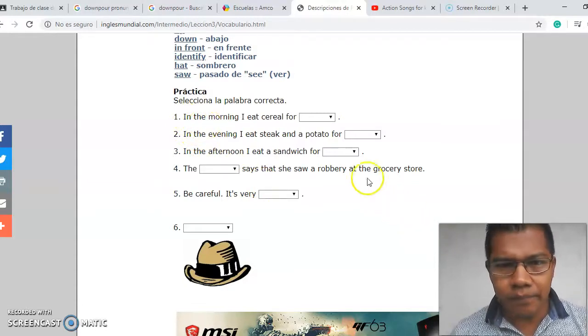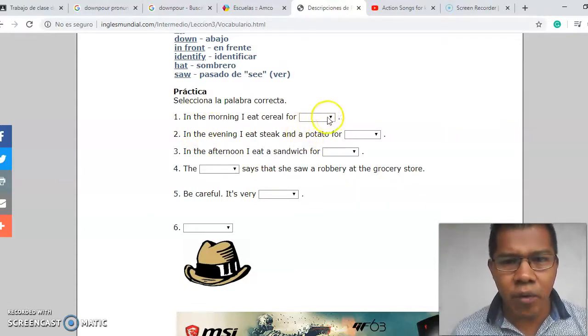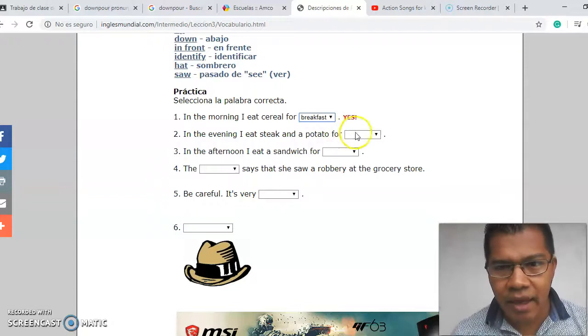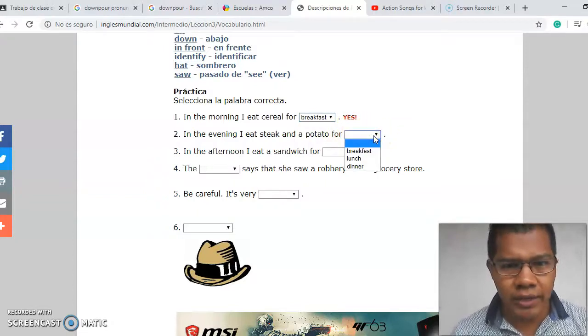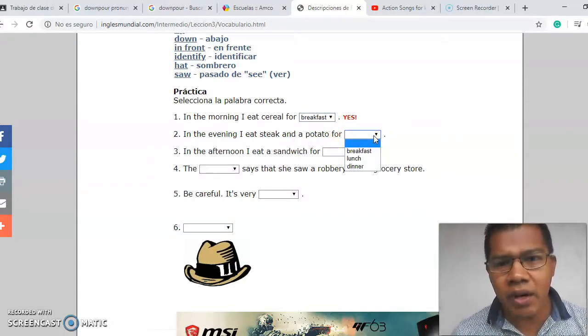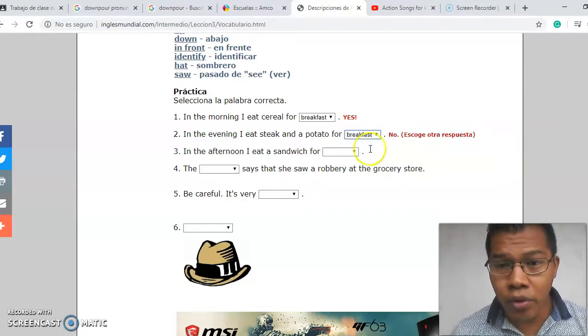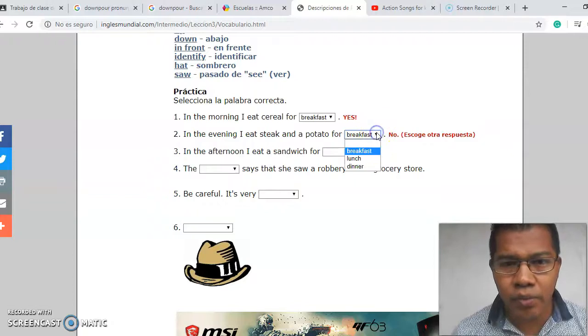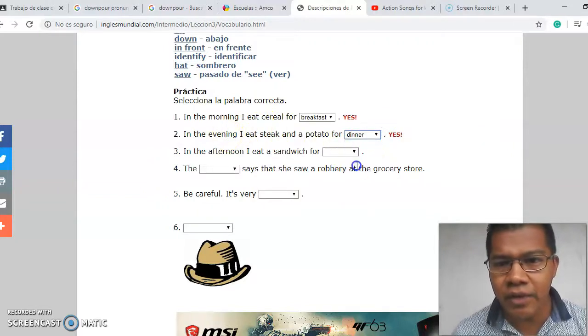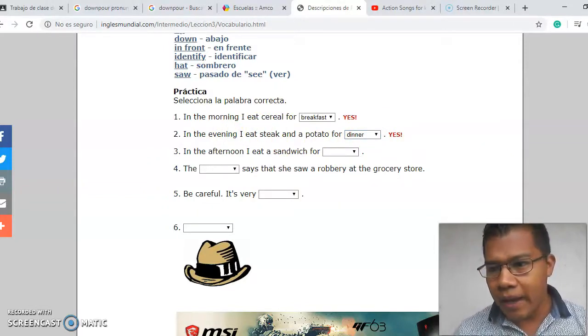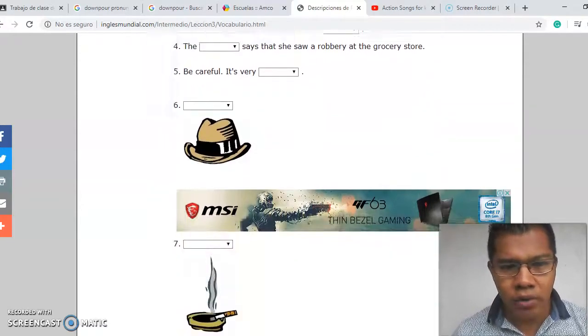In the morning, I eat cereal. For breakfast, yes. But what happens if my answer is wrong? Let's see. In the evening, I eat steak and a potato for breakfast. No, no, no, no. I have to make sure about this one. It says evening. Evening is in the night. And it's going to give me more options, okay?